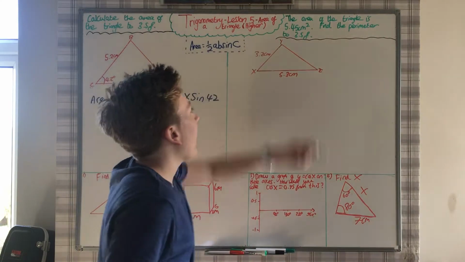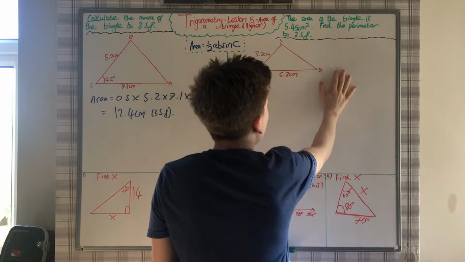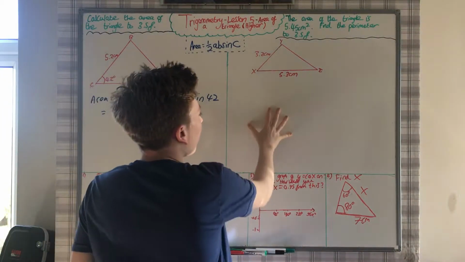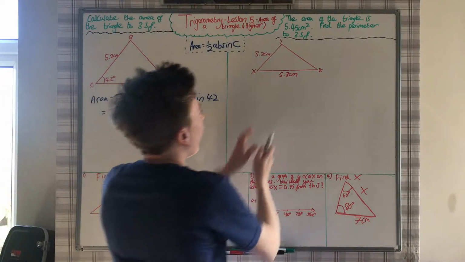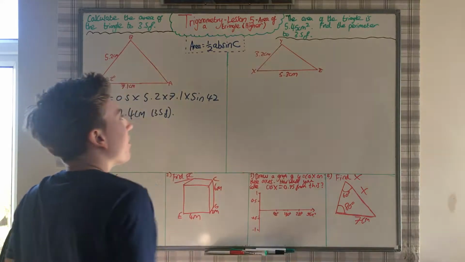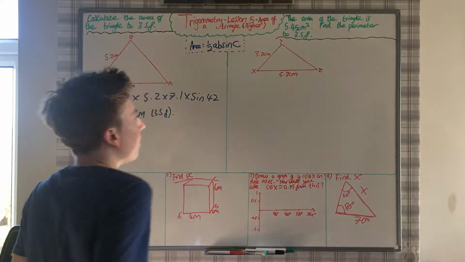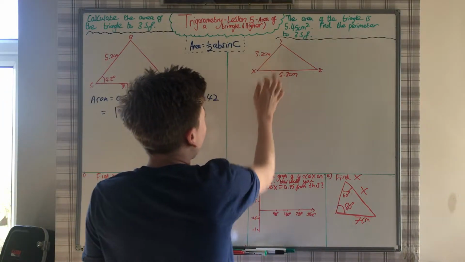Now the next one, the area of the triangle is 5.45 centimetres squared. Find the perimeter to 3 significant figures. So this is a more challenging example. We're looking at 4 to 5 marks in an exam for this. What we need to do is figure out how we can work out the perimeter. Now the perimeter is just all the sides added together. We have 2 of them, we need to work out this one. We can't apply the sine rule, and we can't initially apply the cosine rule because we don't have the angle.